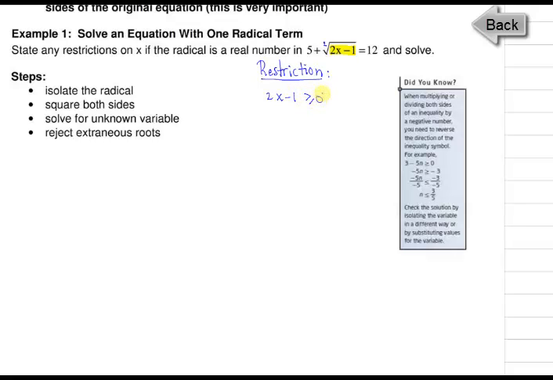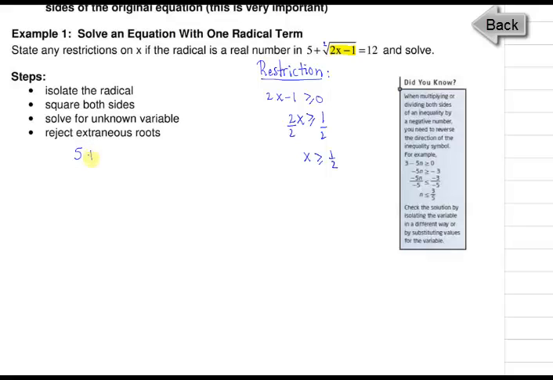And now we want to isolate for x. So you want to go 2x, bring your negative 1 to the right. It becomes positive. 0 plus 1 is 1. Divide both sides by 2. And whatever x is, it has to be greater than or equal to a half. Okay, so let's solve. We'll do that over here.